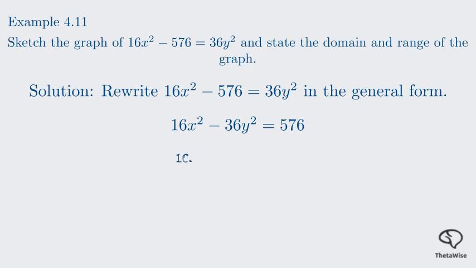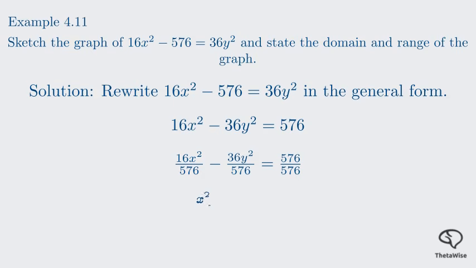Now we're close, but the right side is 576, not 1. To make it 1, we divide every single term in the equation by 576. Remember, you must divide everything to keep the equation balanced. Let's simplify.